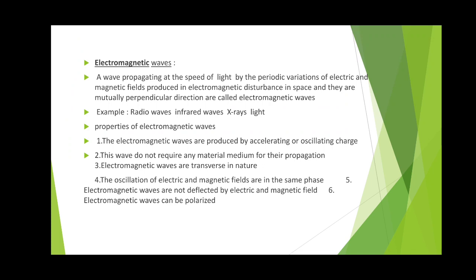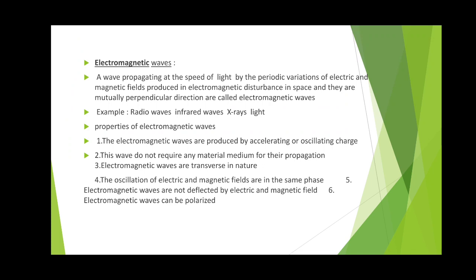Electromagnetic waves are transverse in nature. If you see the diagram of electromagnetic wave, the electric and magnetic field are at 90 degrees, and it is also at right angle to the propagation of the wave. Such type of wave, on the basis of particle motion, is called a transverse wave. We have studied this in our wave motion. The oscillation of electric and magnetic field are in the same phase. That is, oscillations are at the same angle.